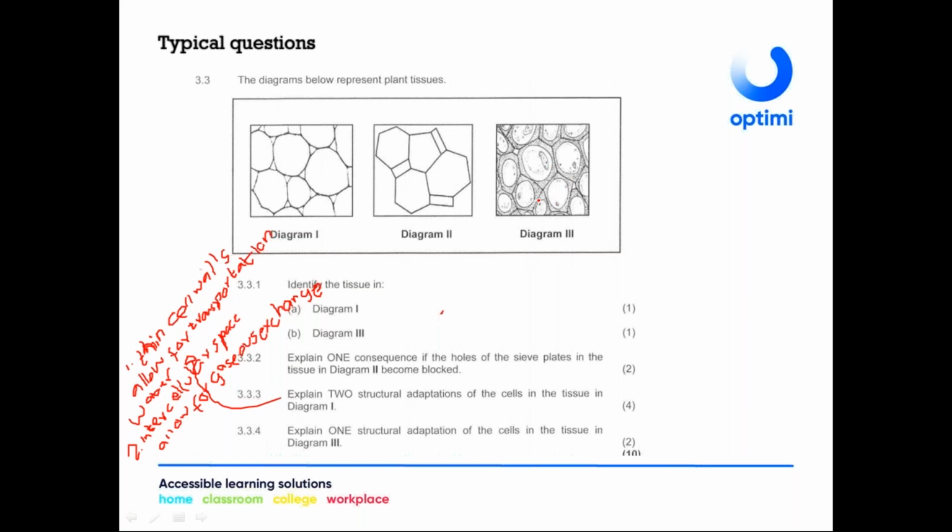The thick cell wall found in this tissue allows for proper support. So it's got thick cell walls that allow for proper support.